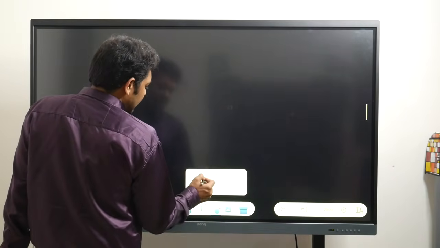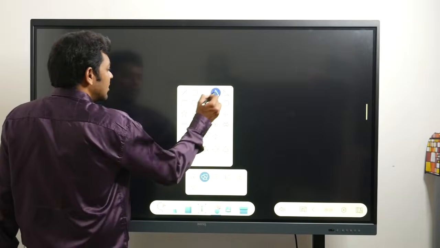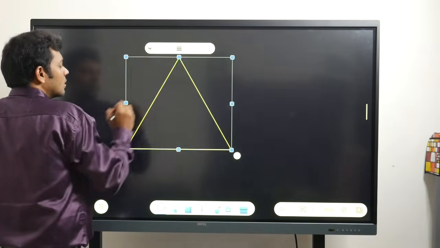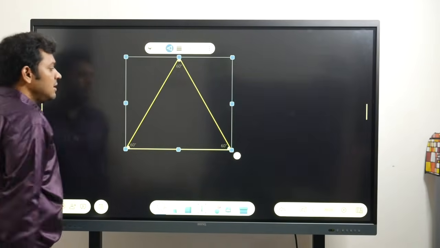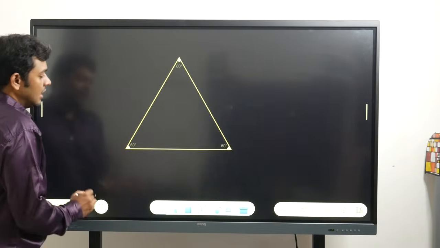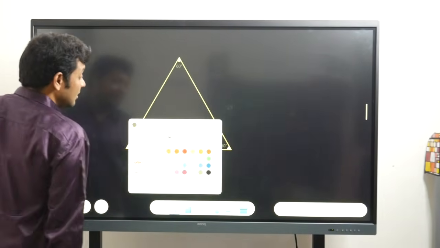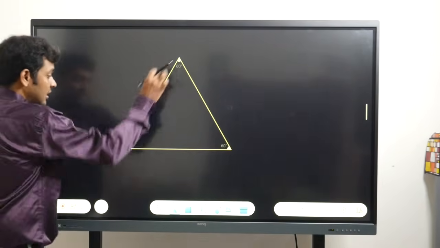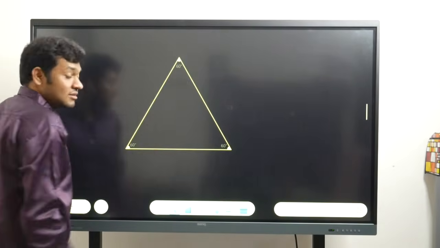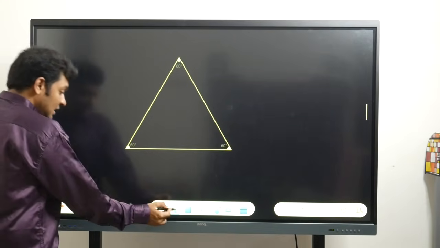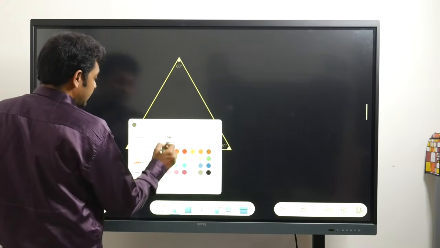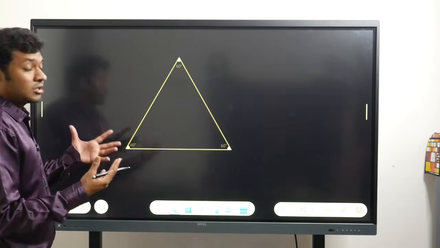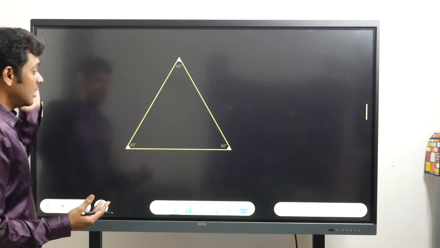Okay, what's an equilateral triangle? Equilateral triangle is nothing but all three angles will be 60 degrees and all three sides are equal, right? This is my equilateral triangle. All three angles are 60, 60, 60 and all three sides are equal. Now in equilateral triangle, if I just draw my median, angle bisector, perpendicular bisector and altitude, how will it be?